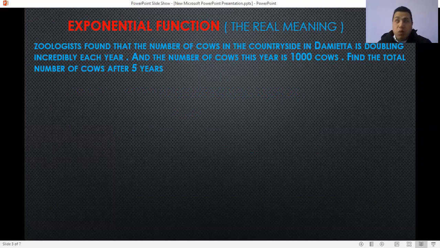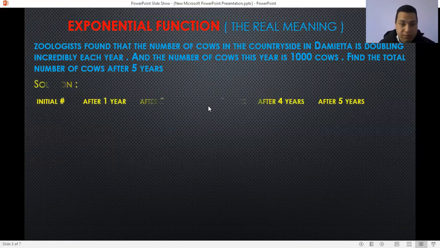Okay, 1,000 doubling means multiply by 2. 1,000 times 2 is equal to 2,000. And after the second year, you will get 2,000 times 2, which is equal to 4,000. And after the third year, you will get 4,000 times 2, which is equal to 8,000. Let's see this technique to try to find out a formula we can use to find the total number at any time interval.